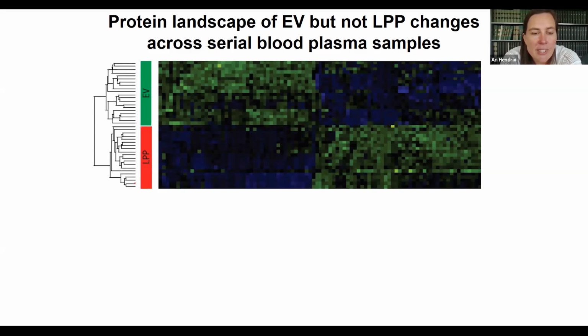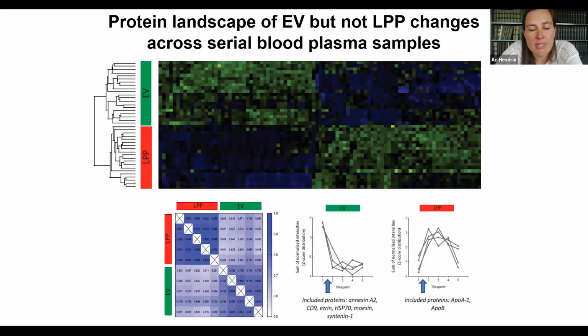This hierarchical clustering again confirms the significant difference in the protein composition between the LPP and the EV extracts, which indicates that the difference between both particle types is more significant than the variation over time within, for example, extracellular vesicles and the lipoprotein particle extracts.